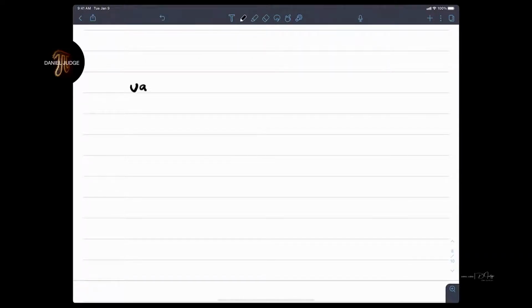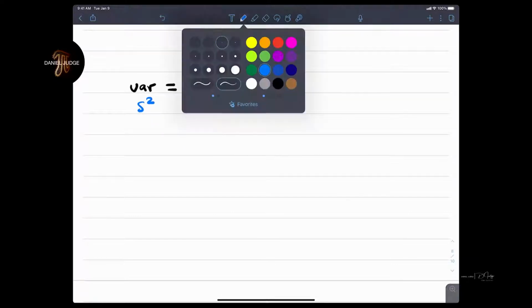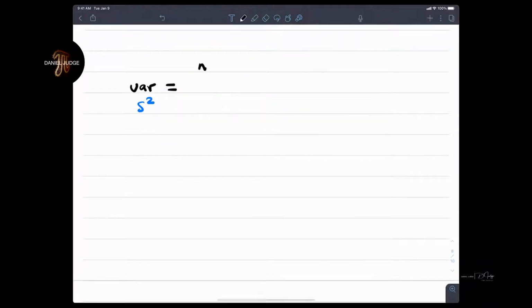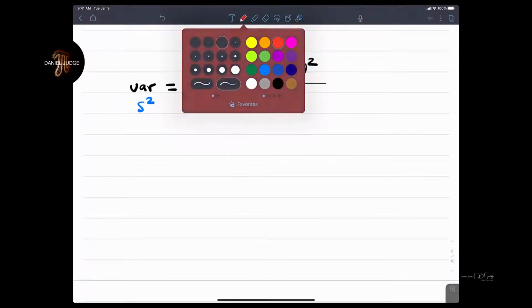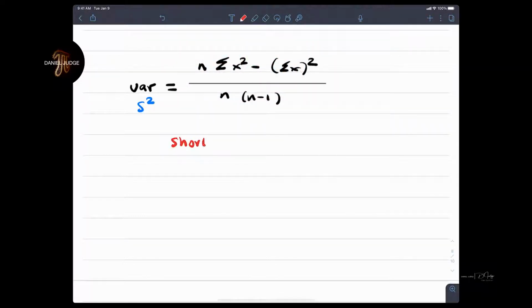Variance formula. Now, variance again, the symbol for a sample variance is s squared. And so you start really with the variance formula: n times the sum of x squared, minus the sum of x in parentheses squared, over n times n minus 1. So, ladies and gentlemen, the variance formula here, which is really s squared, this is your shortcut. Believe it or not, I'm going to put this in words here. This is called a shortcut.